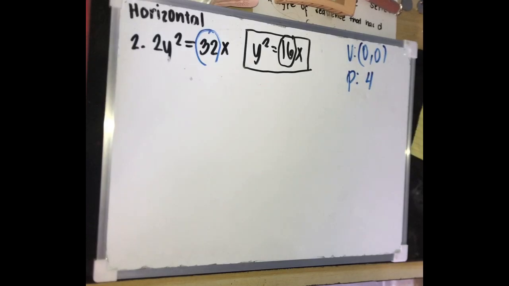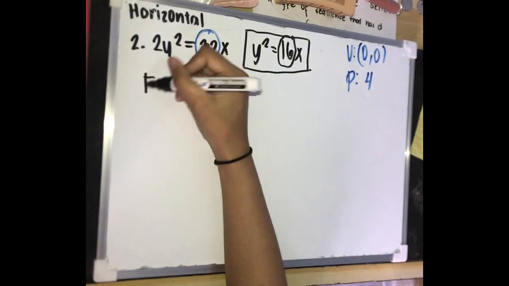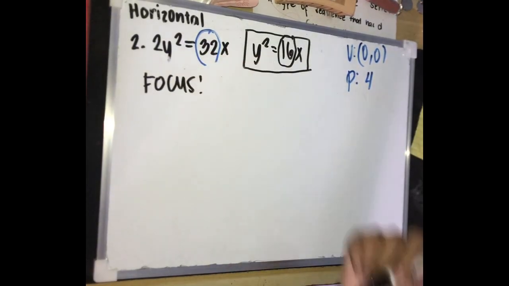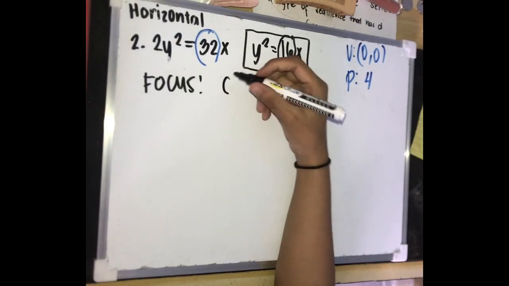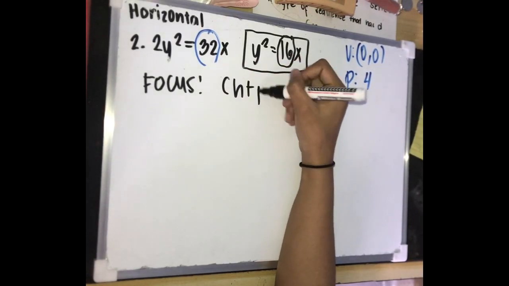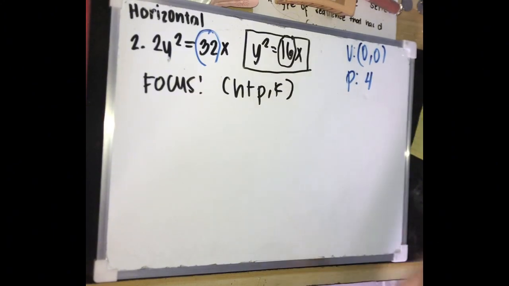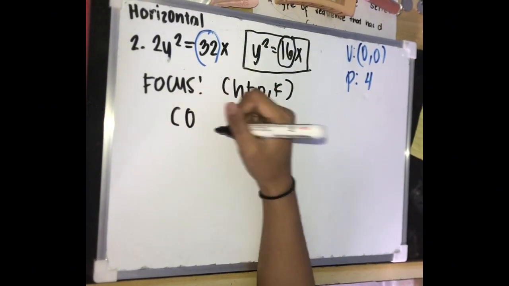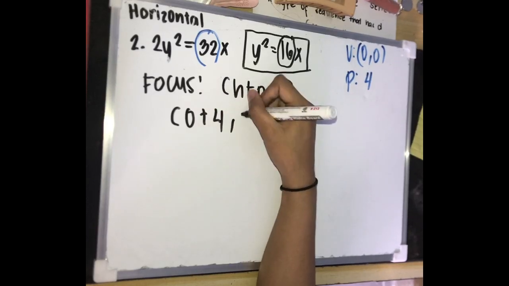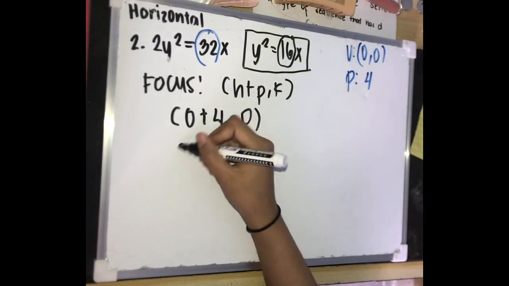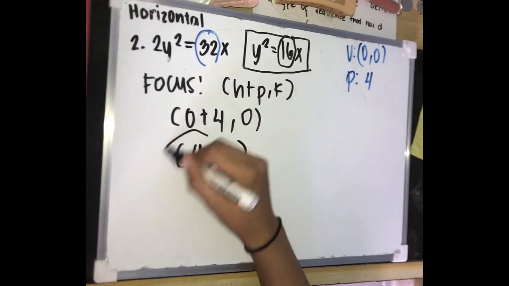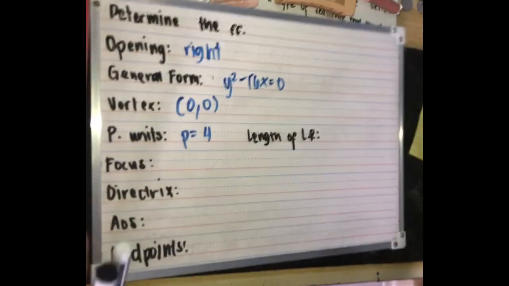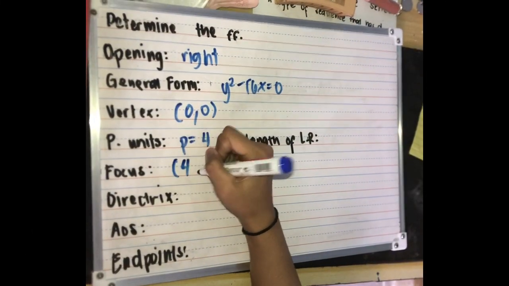Now, to find the focus of this equation, the formula that we'll be using is this one. Since ito po ay to the right yung open niya. So, h plus p and k. So, our h is 0 and our p is 4, and our k is 0. So, easy as that. 0 plus 4 is 4, and bring down 0. So, this would be our focus. So, our focus is 4 and 0.